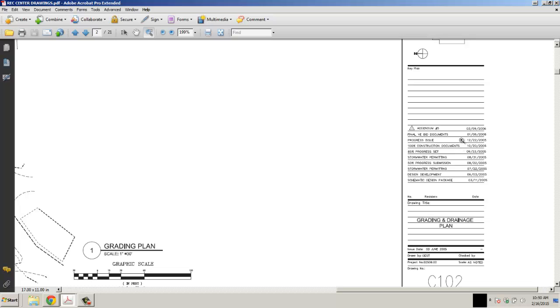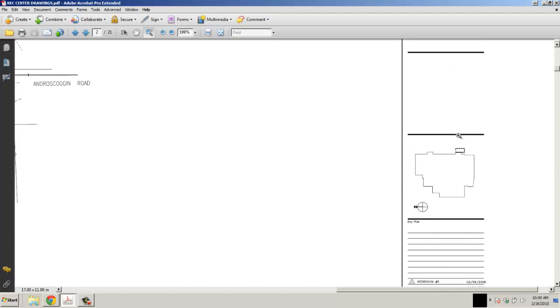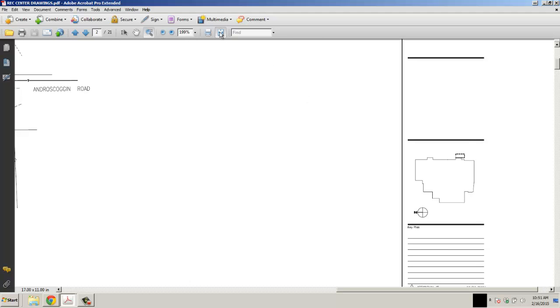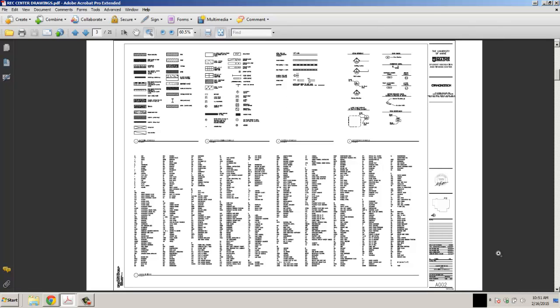Progress was issued 12/22. We did final VE bid documents. Now VE stands for value engineering, meaning that if originally the job came in over budget, they had to maybe make some changes to bring it within budget. So our final bid documents came in on January 5th, 2006, and we were ready to get moving. So now let's move to our next page and take a look at some of the information here.